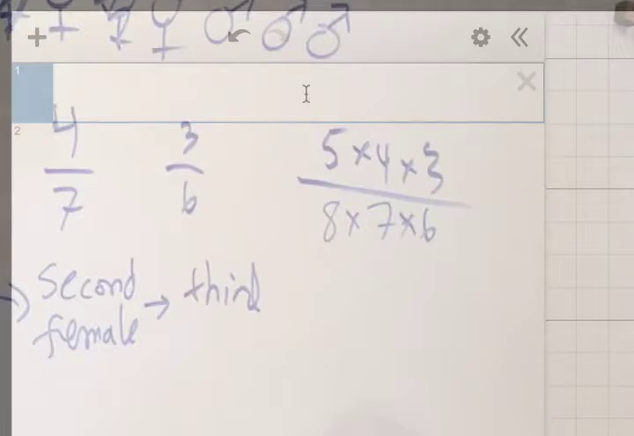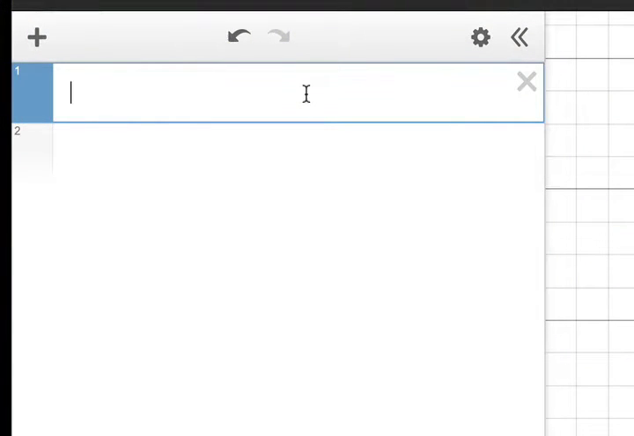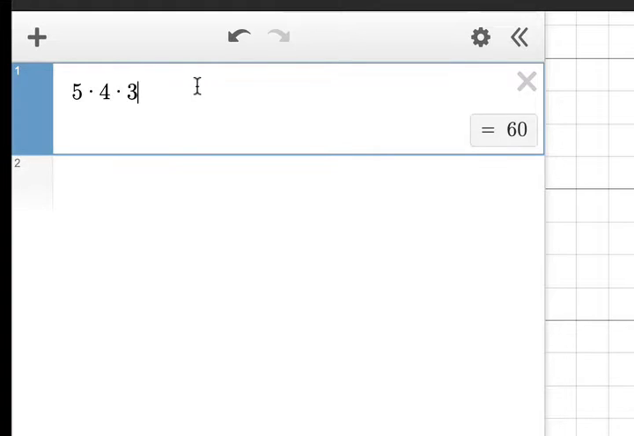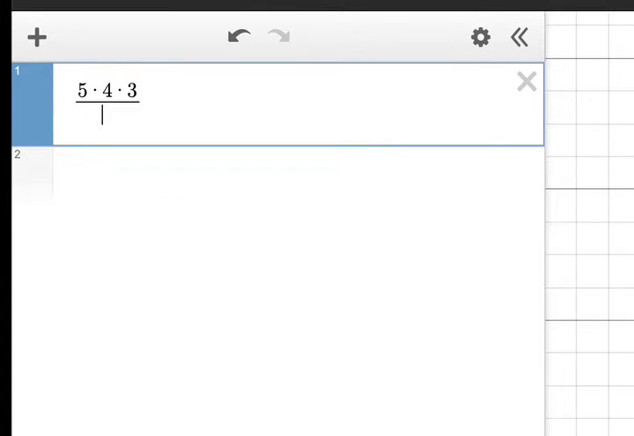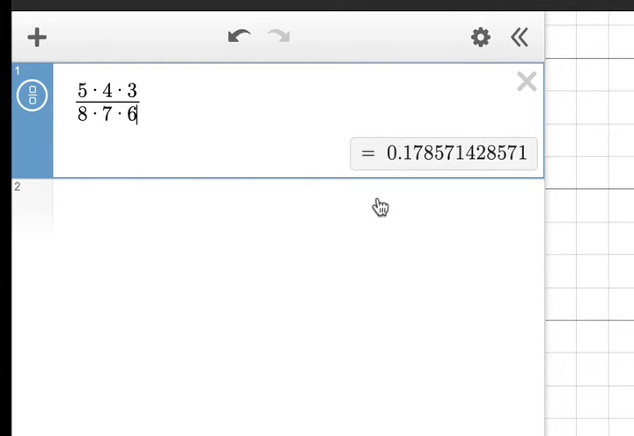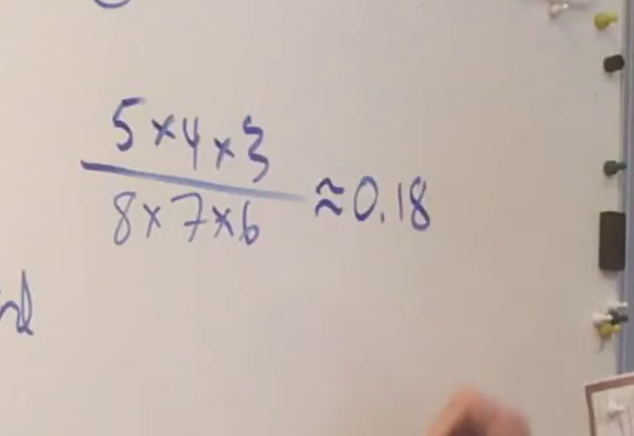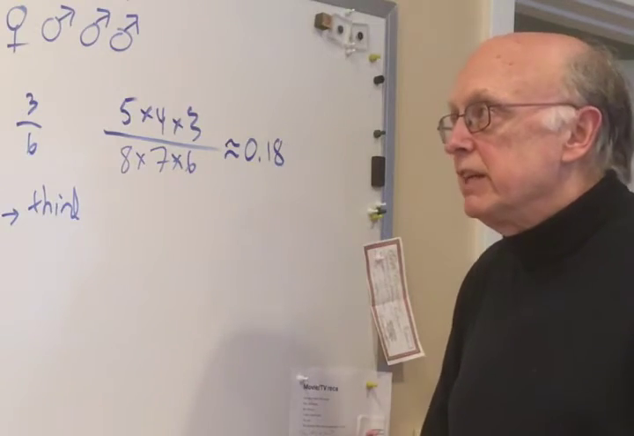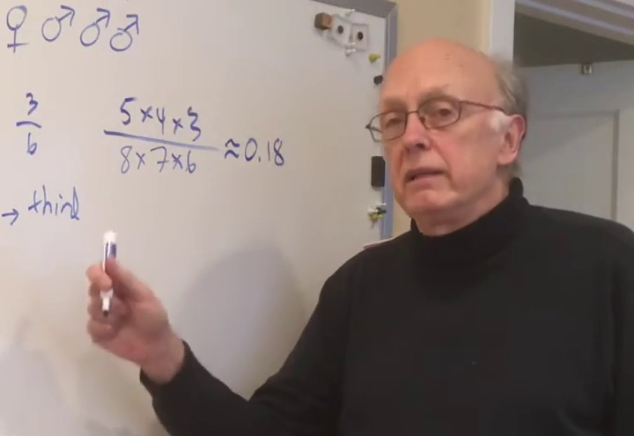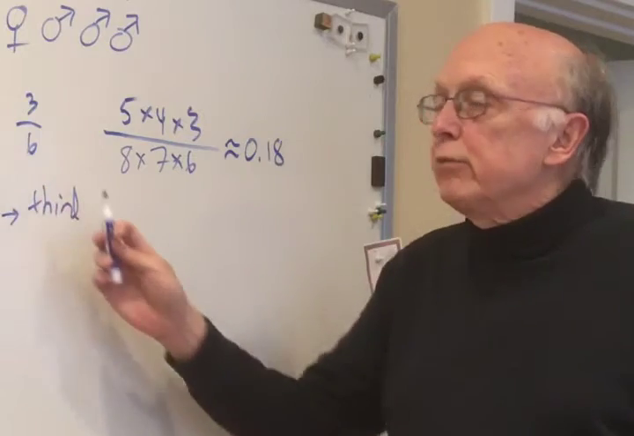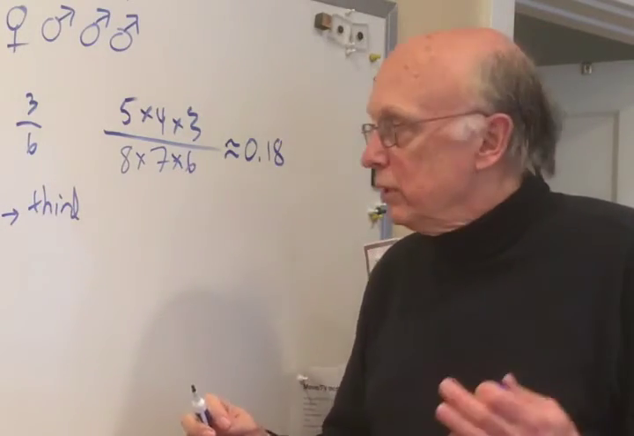Let's go directly to Desmos and figure out this quotient. So our quotient is 5 times 4 times 3 divided by 8 times 7 times 6, which is about 0.18. So there's about an 18% chance that if this were done completely randomly, all 3 of the people that were chosen would be female.